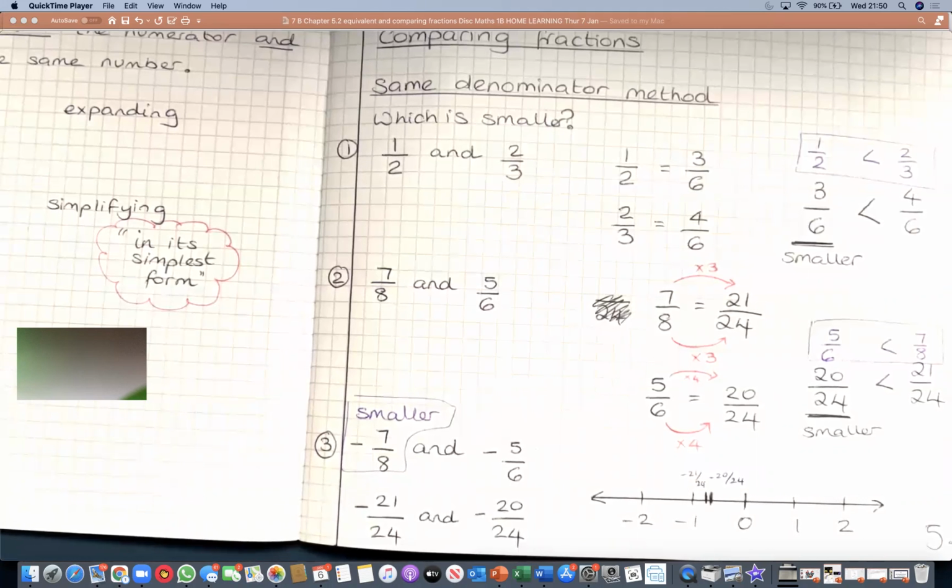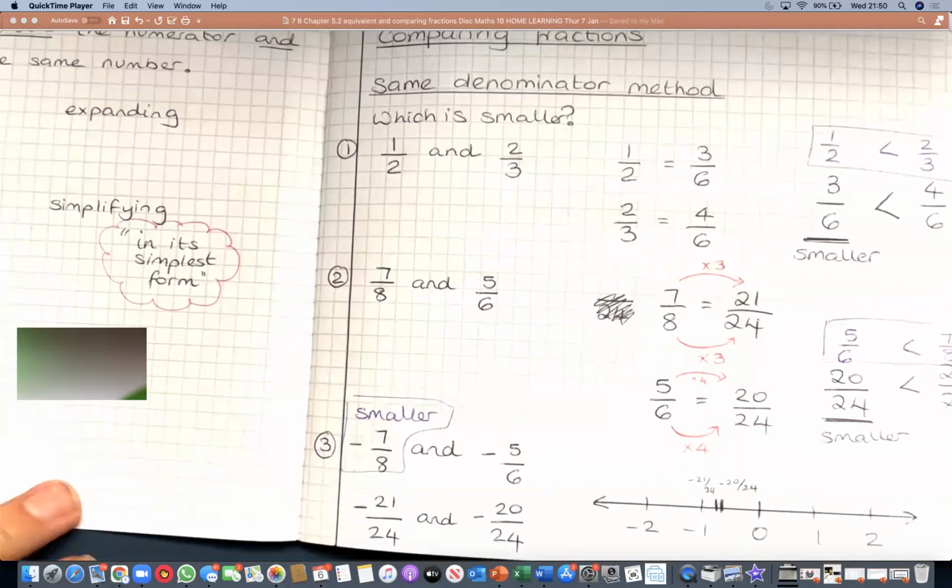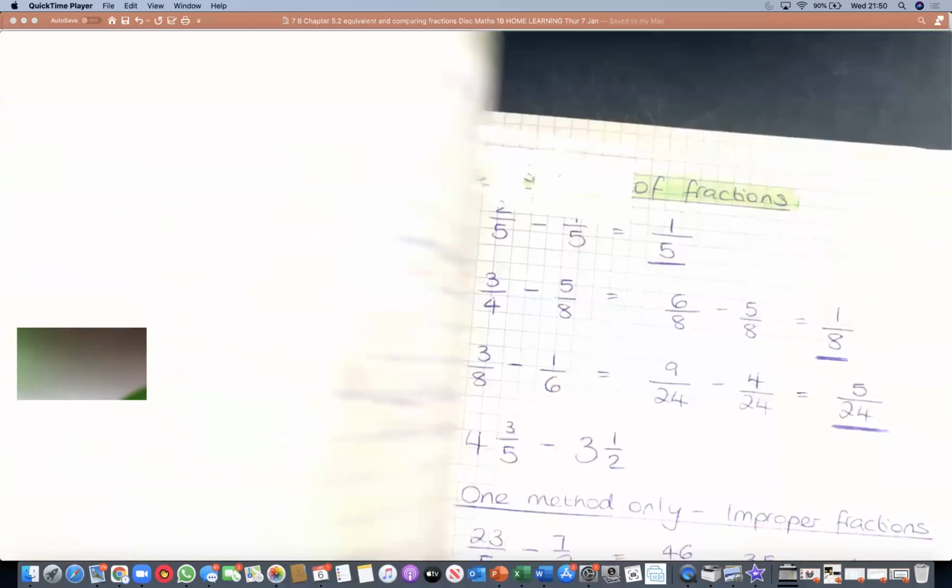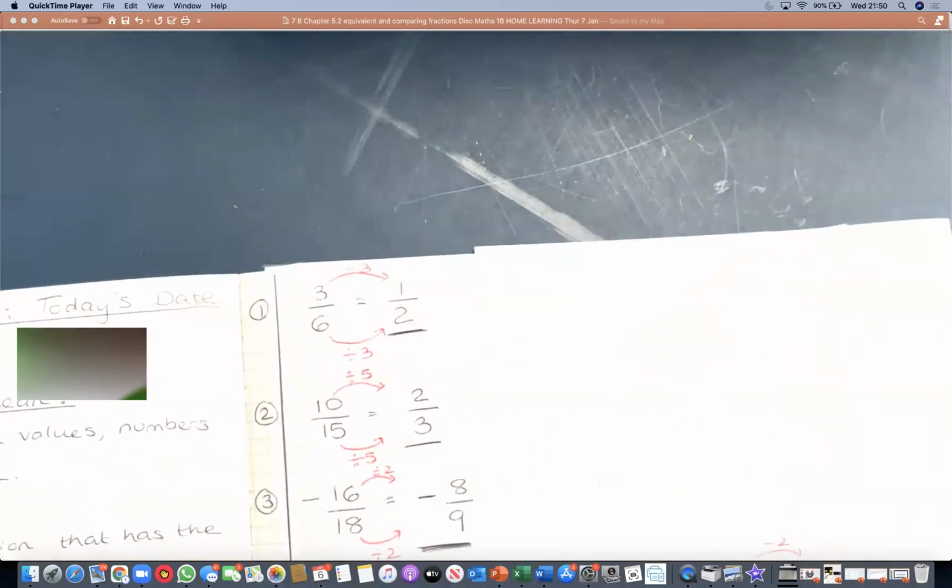So typically that's what we do. However, there is one other thing I just want to mention. I've run out of space there, let me do it down here.